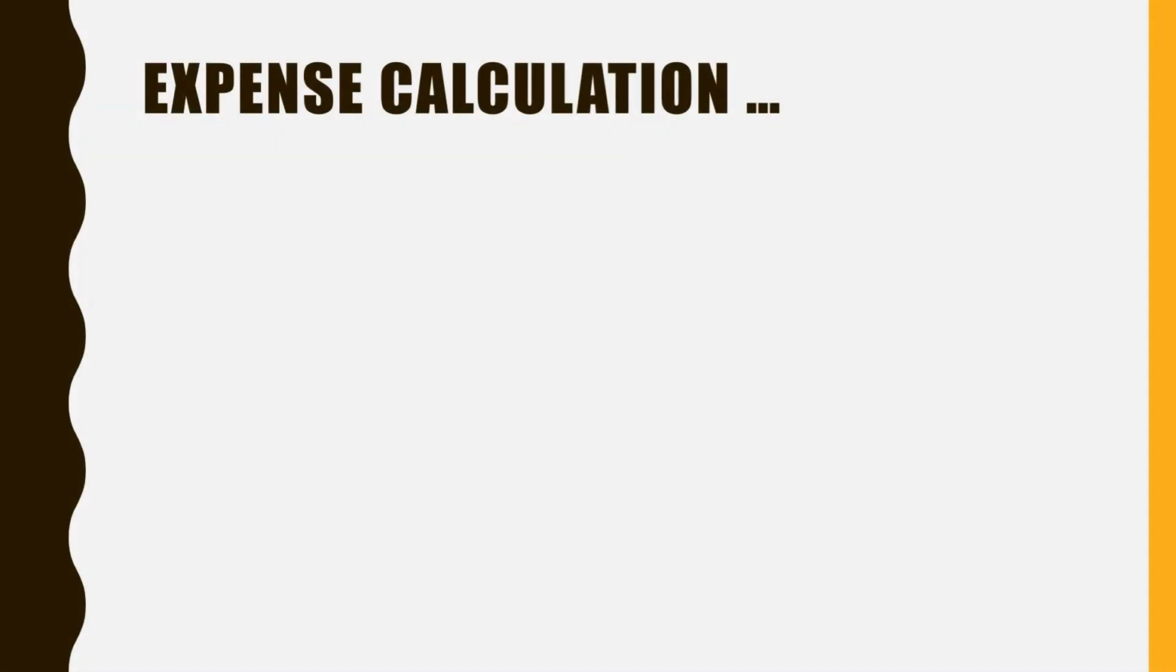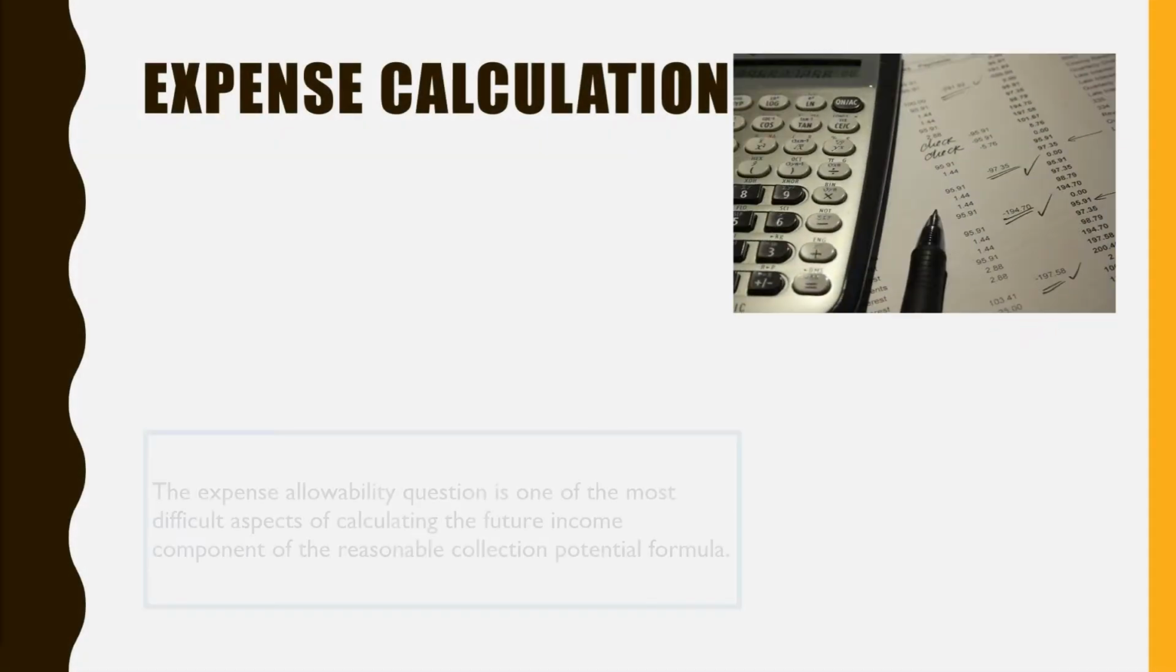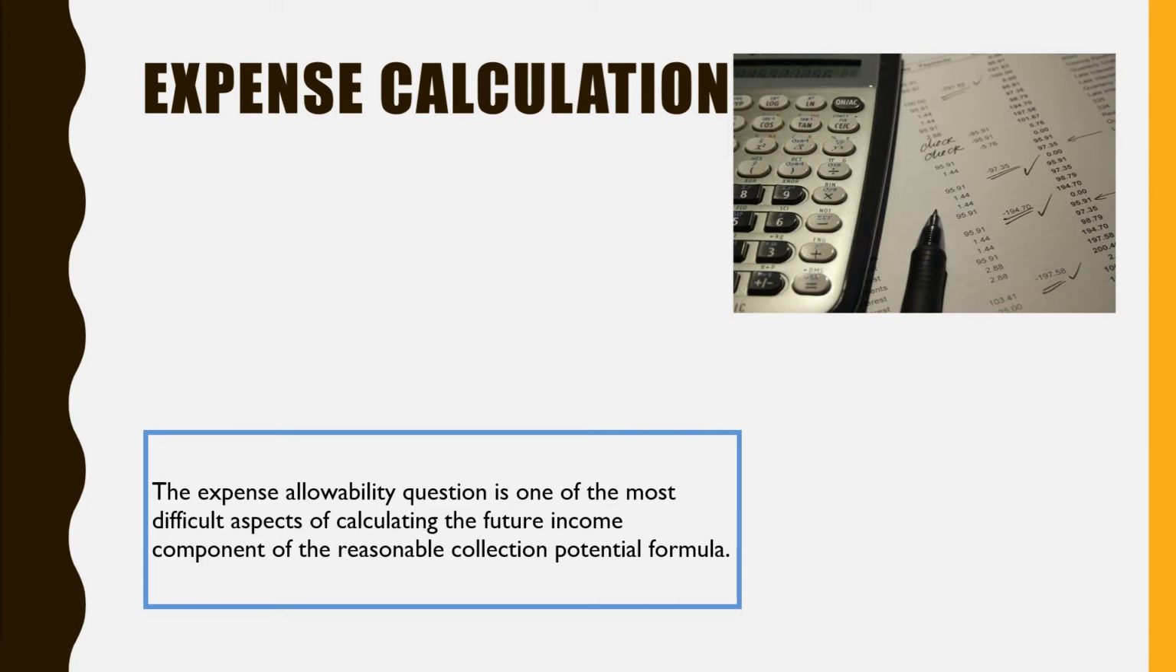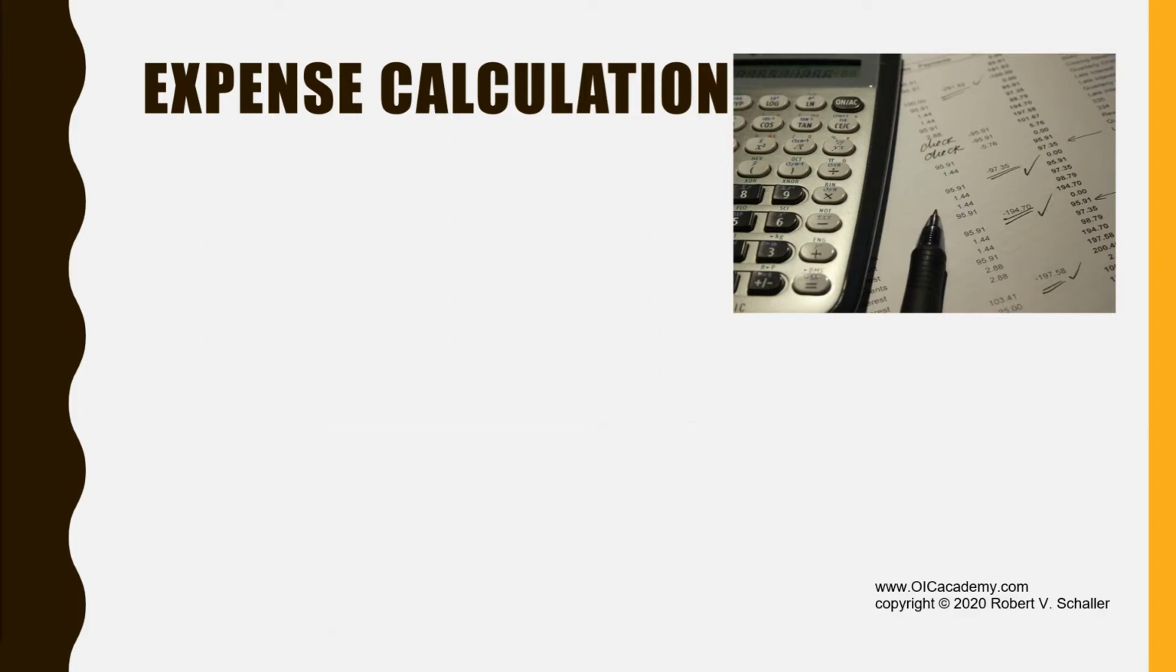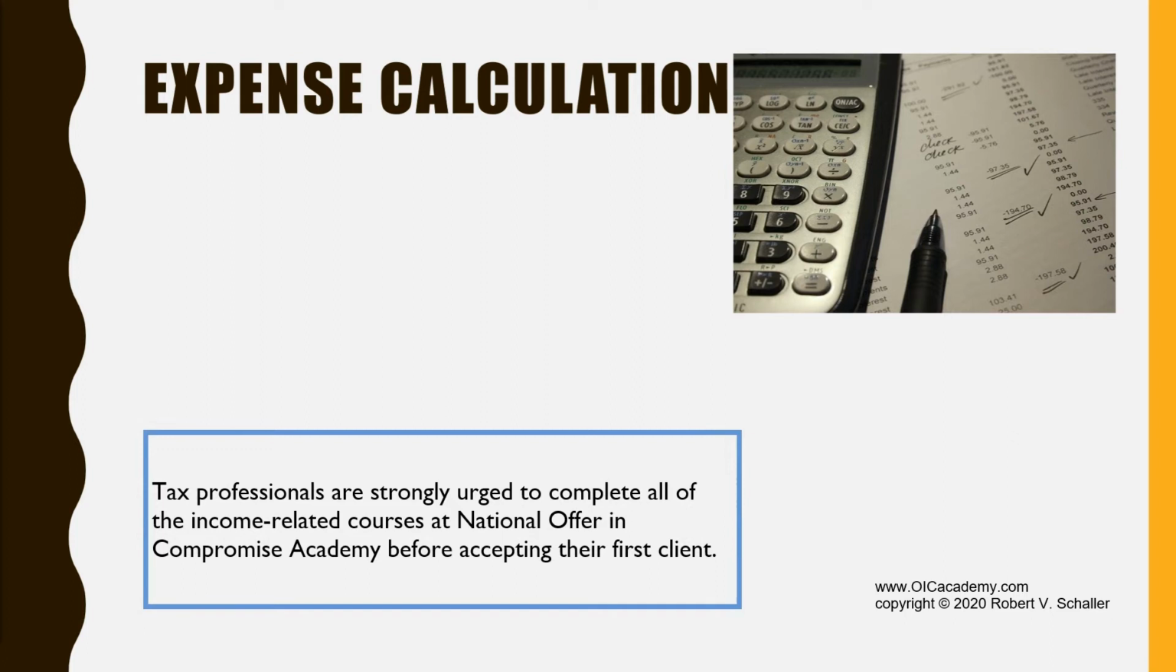Now let's talk about the expense calculation. The expense allowability question is one of the most difficult aspects of calculating the future income component of the reasonable collection potential formula. Therefore, tax professionals are strongly urged to complete all of the income-related courses at National Offer and Compromise Academy before accepting their first client.